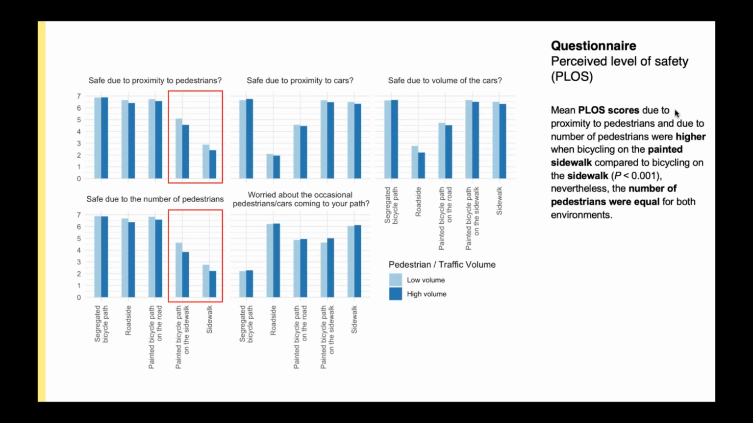We also asked about the safety due to proximity to pedestrians and due to number of pedestrians for the 2 environments of painted bicycle path on the sidewalk and sidewalk. We realized that PLOS was higher when they were cycling on a painted sidewalk compared to bicycling on the sidewalk. Again, the number of the pedestrians were exactly the same for both scenarios, and the difference in the answers given by the participants was due to having a nicer bicycle facility. And it shows how a bicycle facility can enhance the perception of the people with regards to safety.